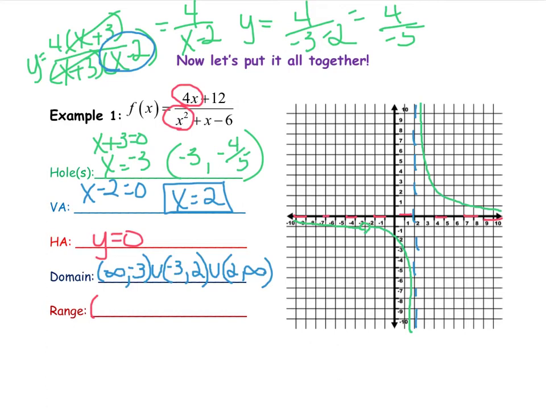We start out with negative infinity, and we go up to the y-coordinate of the hole, which is negative 4/5. And then we're going to pick it up right after negative 4/5, and we're going to go to 0, the horizontal asymptote. We will pick it up just on the other side of 0 and continue upward to positive infinity. Now, this is going to take some practice, so let's try another one.